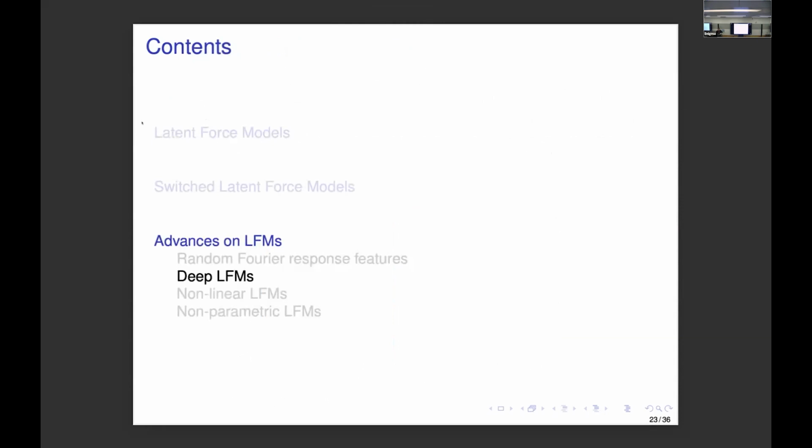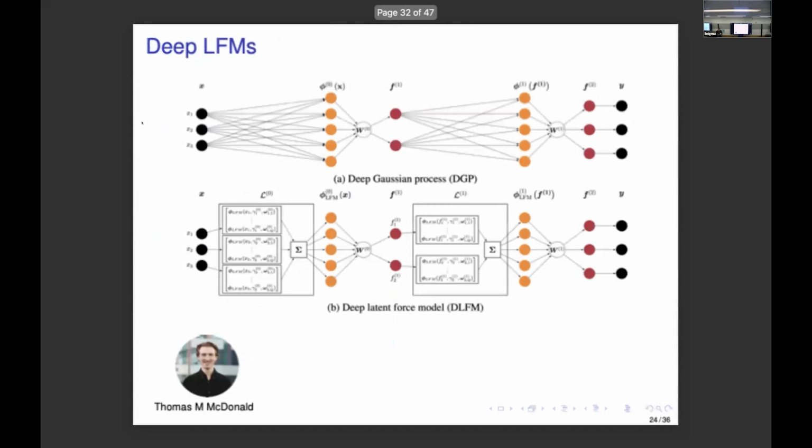Another extension that we did recently was a deep version of these models. You may be familiar with something called deep Gaussian processes. The idea of the deep Gaussian process is that you sample from these GPs, and then the outputs of those GPs you use as inputs to a second layer of GPs, and so on and so forth. So basically you're doing a composition of GPs.